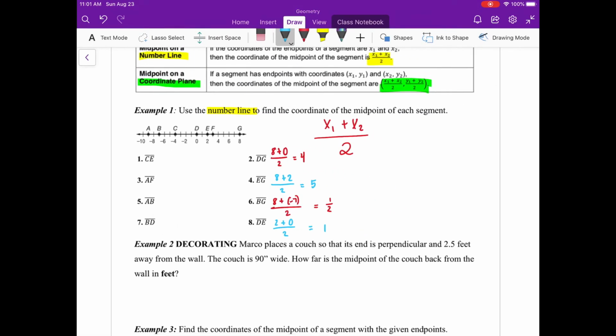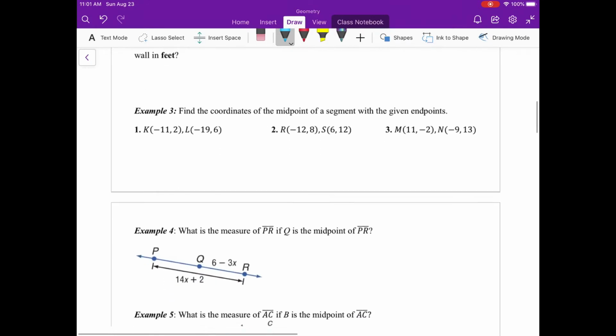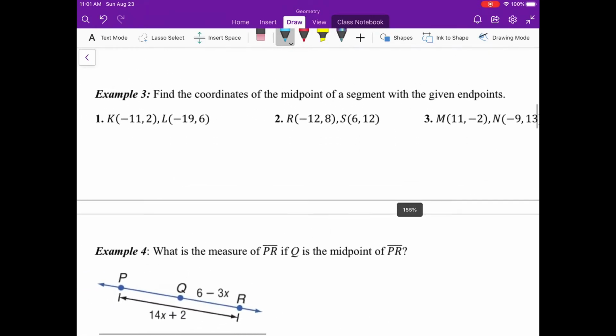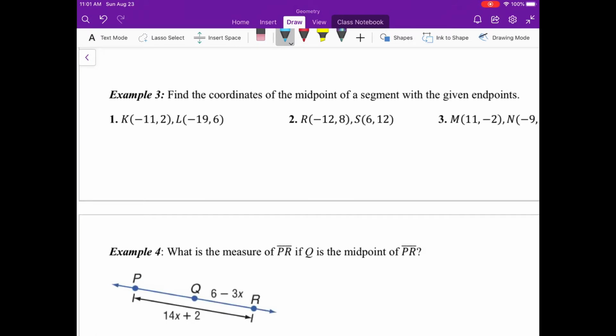Okay, we're going to skip number 2 for now, and we're going to go on to number 3. So number 3 has 3 examples. We are now trying to find the midpoint given the coordinates. So we have an x and a y. So this is the formula you should be using. x1 plus x2 divided by 2, and y1 plus y2 divided by 2. So it's very similar to what we did in the previous example, but now we need to add our y's and divide by 2.